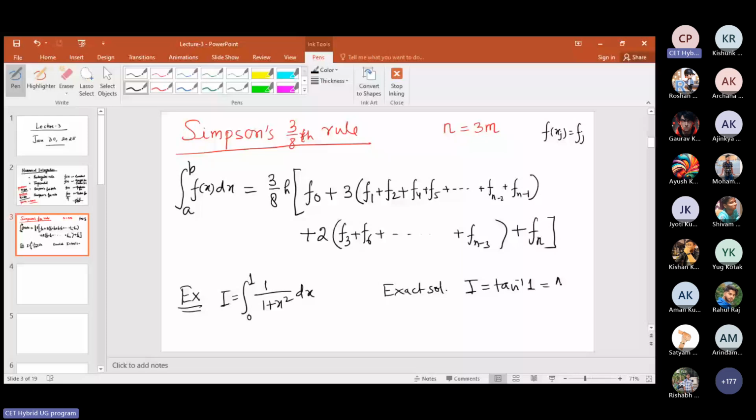If you evaluate the value of pi by 4, it should give you approximately 0.7853, I think. You just check this one. So this should be the value of pi by 4. Now we have to evaluate it using Simpson's 1/3, or Simpson's 3/8 rule. Okay.